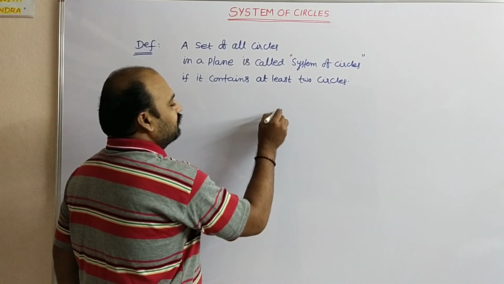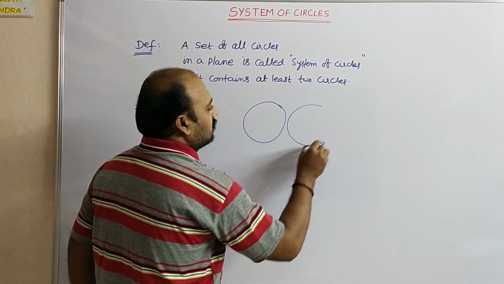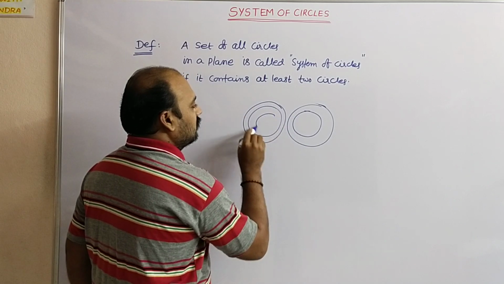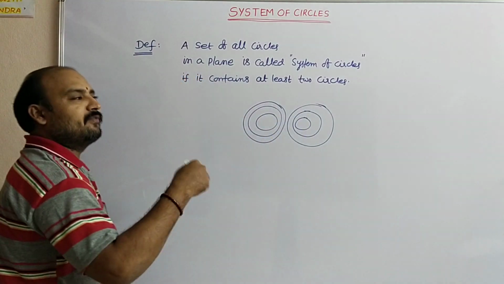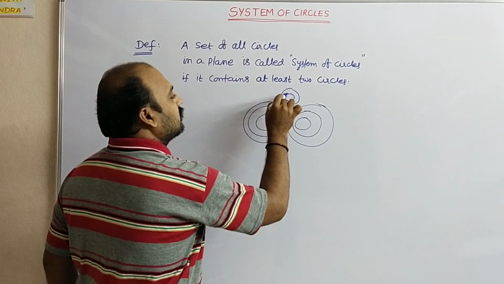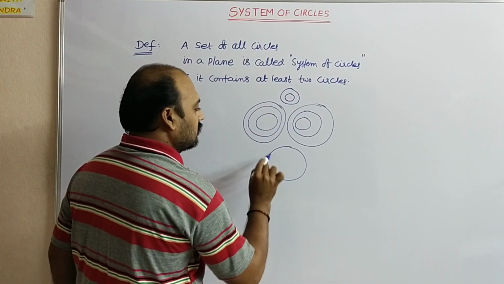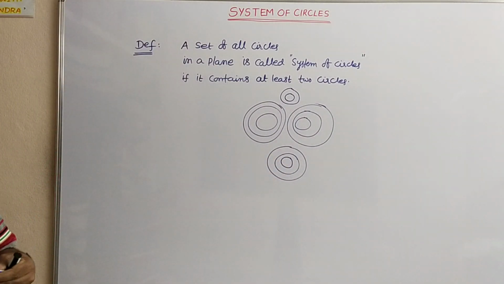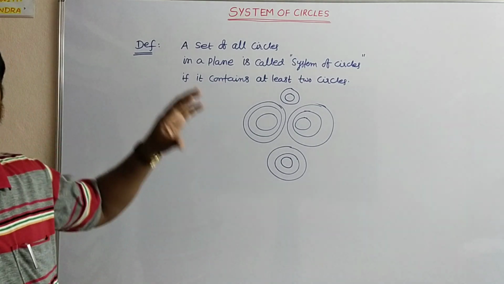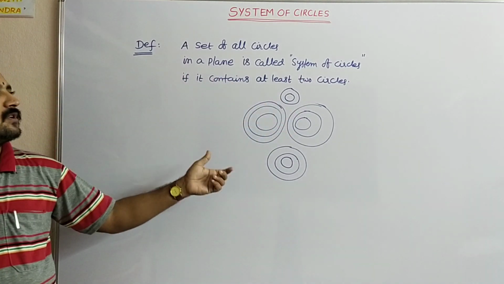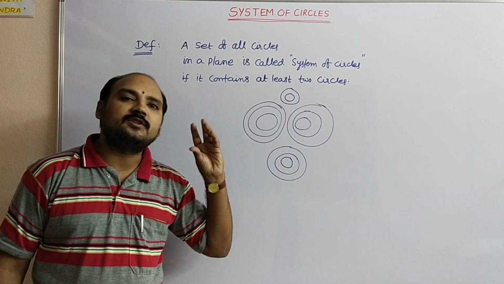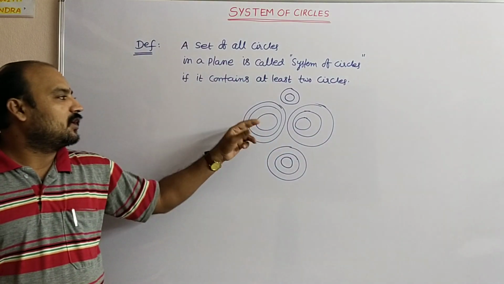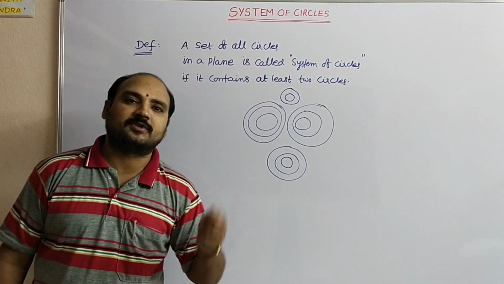See here, like this in the plane, different circles are there. This is the system of circles. A set of all circles in a plane is called a system of circles if it contains at least two circles. Here, if you select these two, this is a system of circles. If you select one circle here, that is not a system of circles.